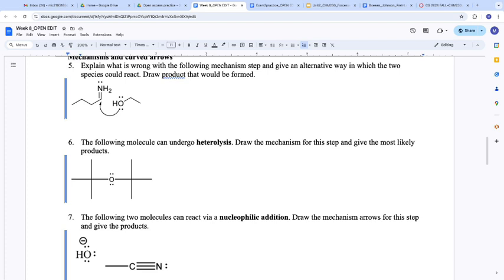What is wrong with the following mechanism step and give an alternate way in which the two species could react? Draw the product that would form. The oxygen wouldn't donate its electrons to that carbon. Why not? Because oxygen is electronegative and it steals electrons. It doesn't want to donate them. And carbon wouldn't steal them from oxygen. Once locked into a bond, sure. But can we run a reaction where oxygen shares electrons with carbon? Absolutely.